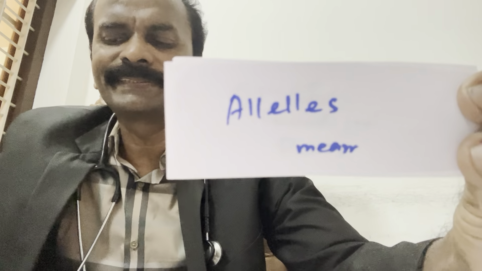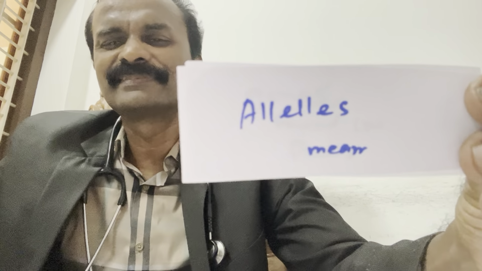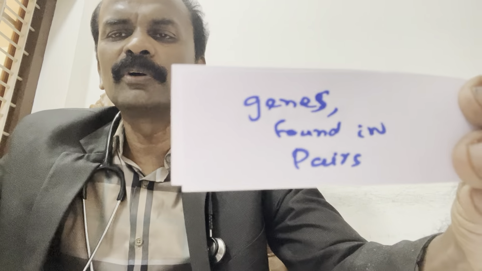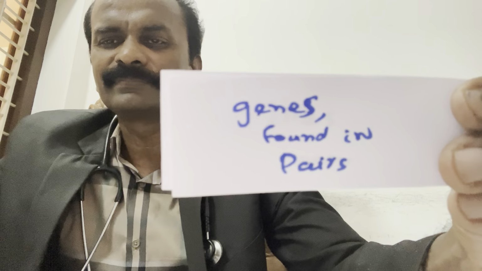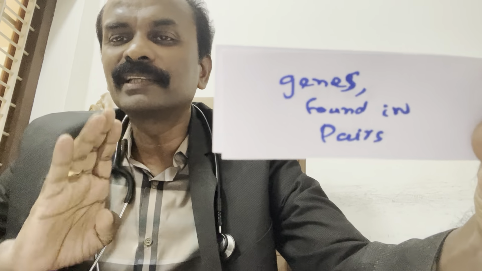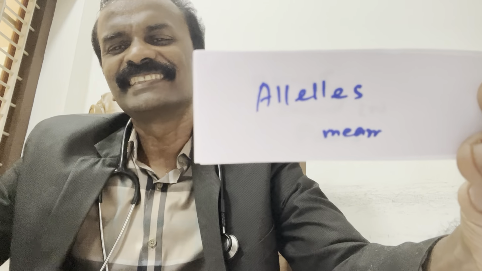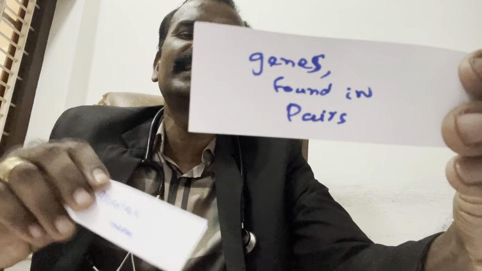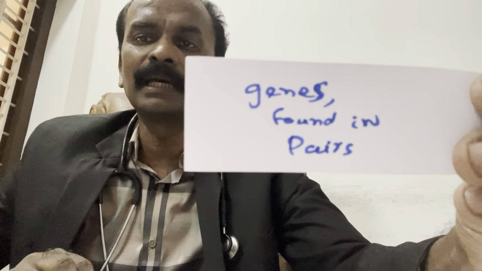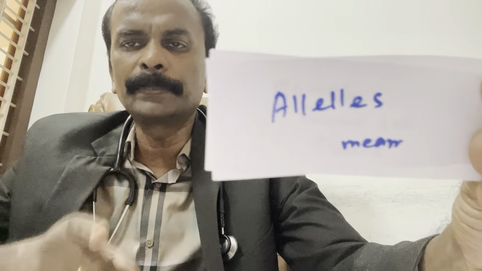What do you mean by the word alleles? Repeat MCQs. Genes found in pairs are called alleles. Or they will ask, genes found in pairs is called what? That time you should answer allele. Both ways they can ask this question. What is the question? Genes found in pairs, not single. In pair is called allele. Repeat MCQ.